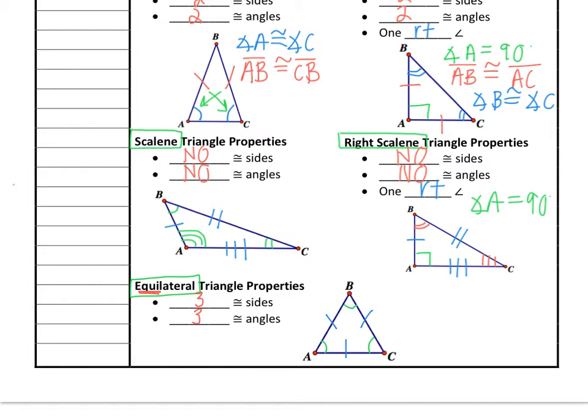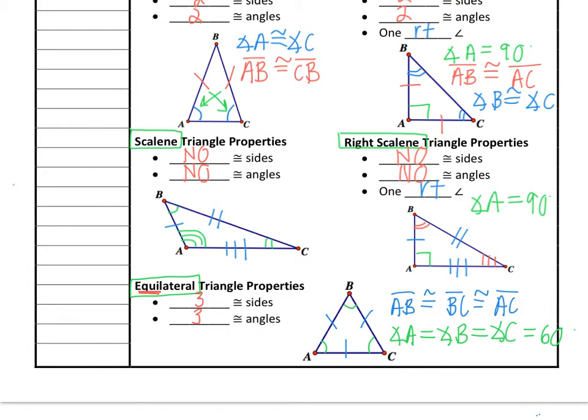So I could write out here that AB is congruent to BC, which is congruent to AC. And then I can also write out that angle A is equal to angle B, which is equal to angle C. And because they're equilateral, think for a second, what are each of those angles going to be? They're going to be 60. 180 divided by 3 would get you 60 degrees for each.